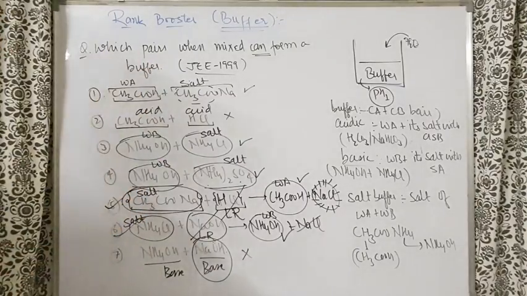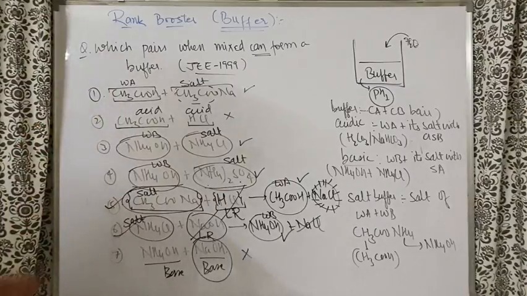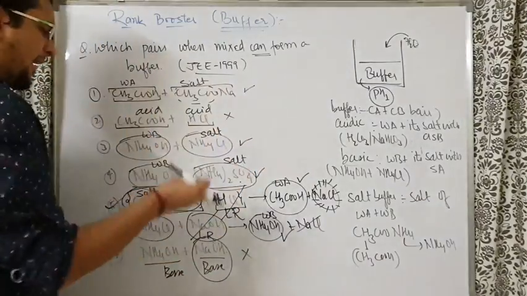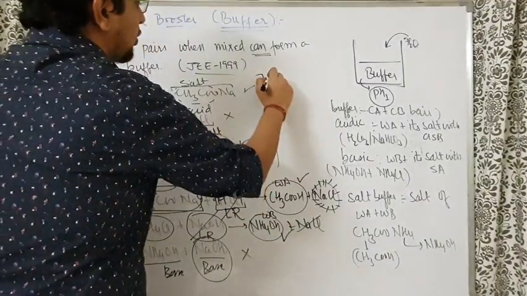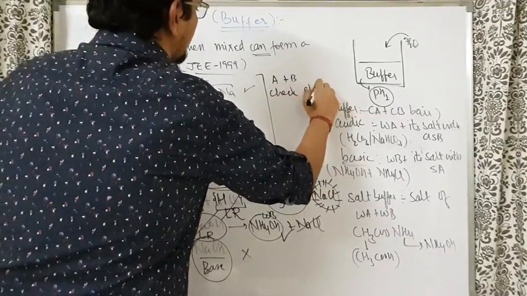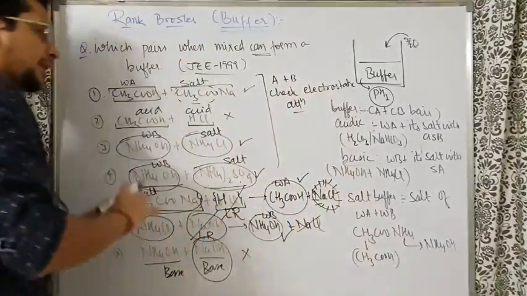So these are all the possible scenarios where you might get a buffer by mixing the two solutions. So one idea is there. Idea I took from the 1999 JEE question, but some additional 2-3 points I have added over here. Understand the basic idea. Whenever you add A and B, always check electrostatics. If you check electrostatic attraction, you will be able to get some reaction.